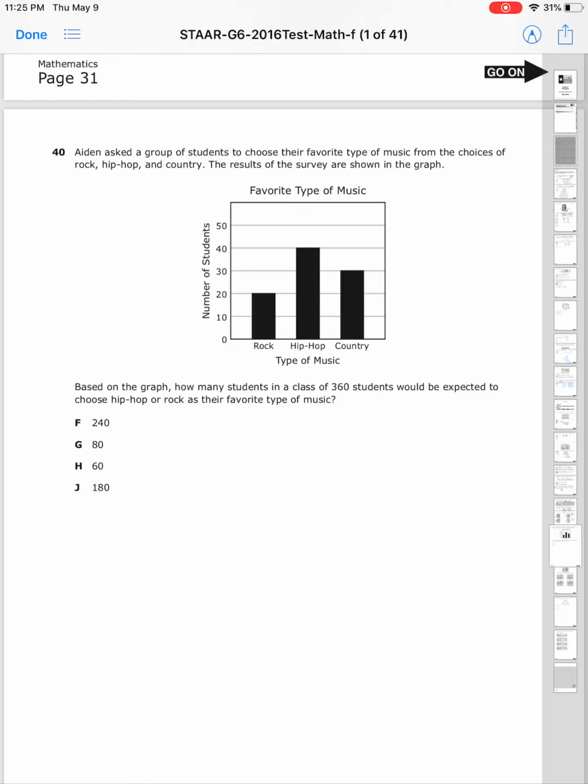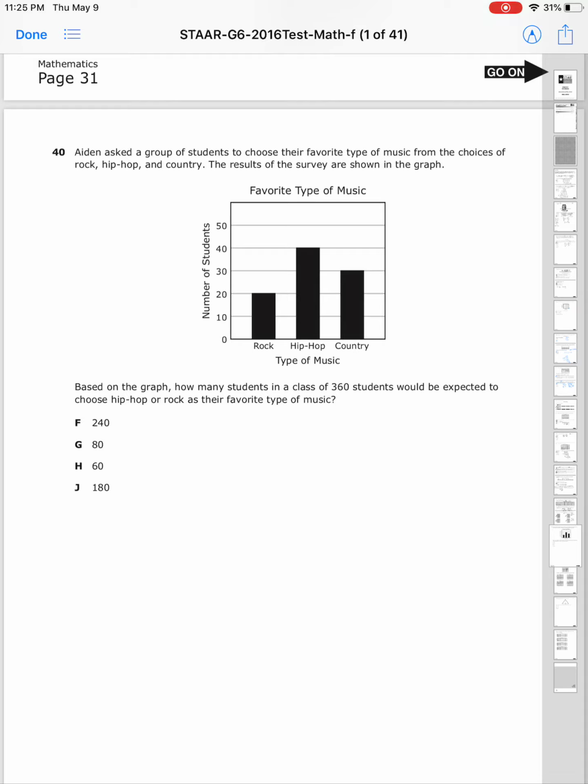Okay guys, so now we have another problem. It says, based on the graph, how many students in a class of 360 students would be expected to choose hip hop or rock as their favorite type of music? Okay, so we have rock as 20.